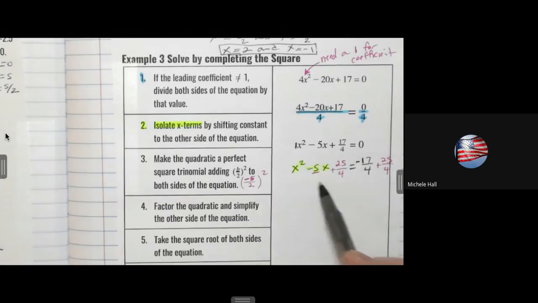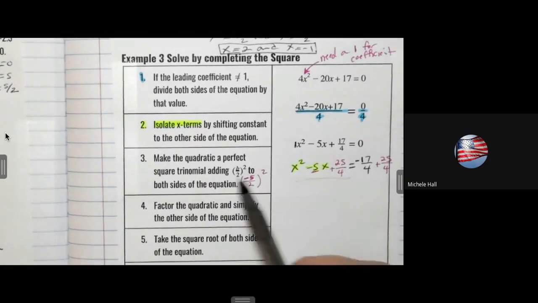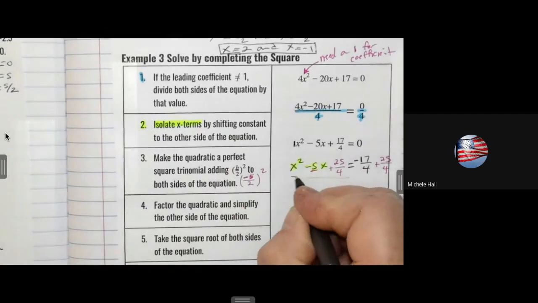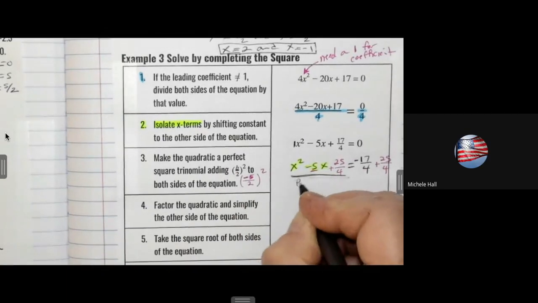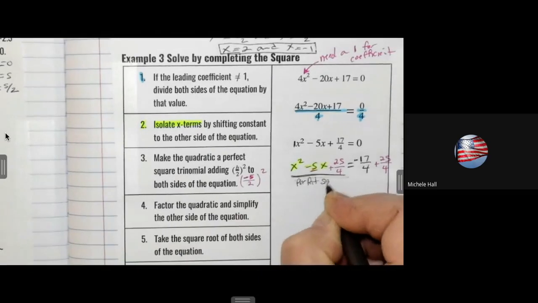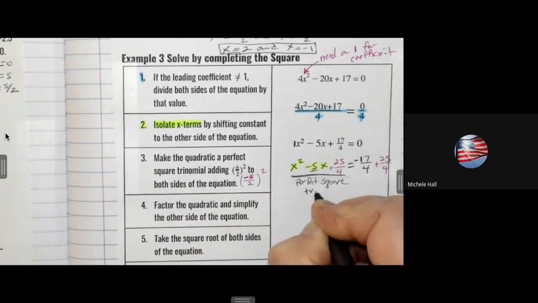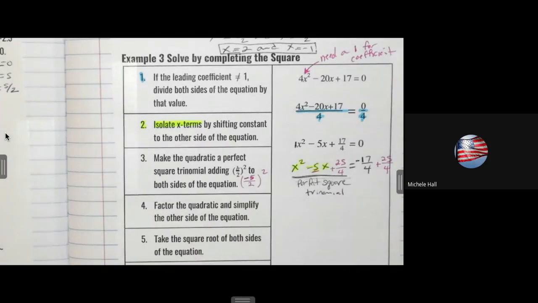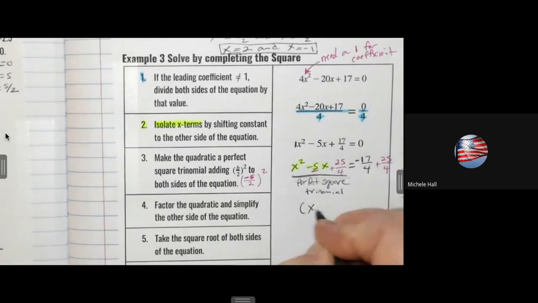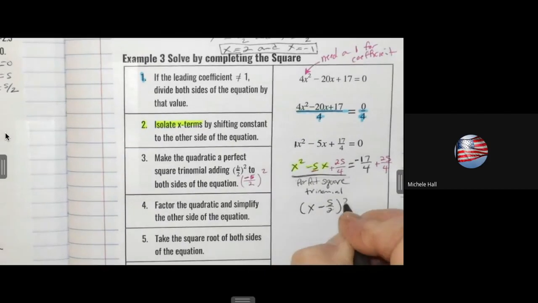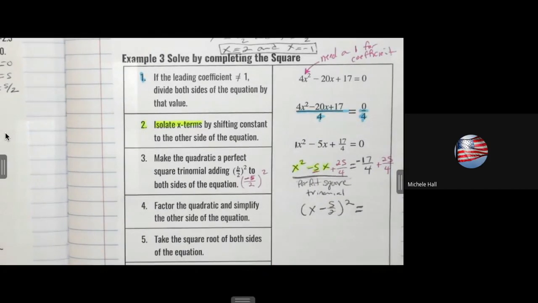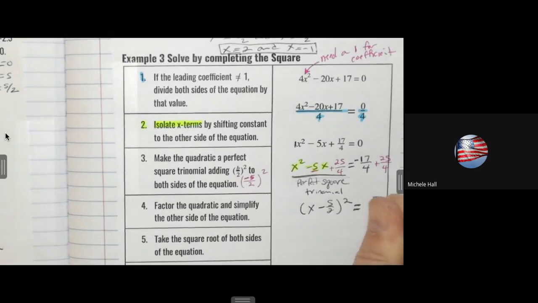All right, this is a perfect square trinomial. Where does it say that? Perfect square trinomial. Believe it or not, it's a perfect square trinomial, because all I have to do is take this term, negative 5 halves, go like this. X minus my 5 halves squared. That's what it would look like factored. 25 minus 17 is 8, and then you have fourths.